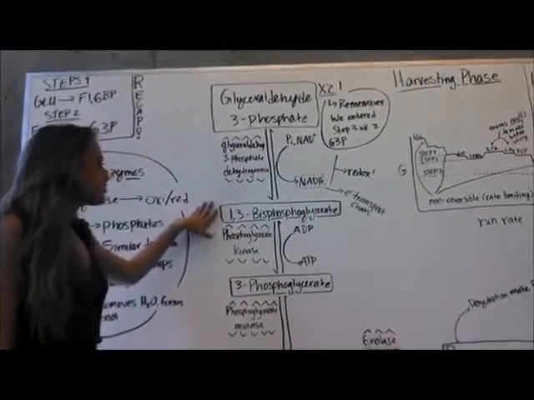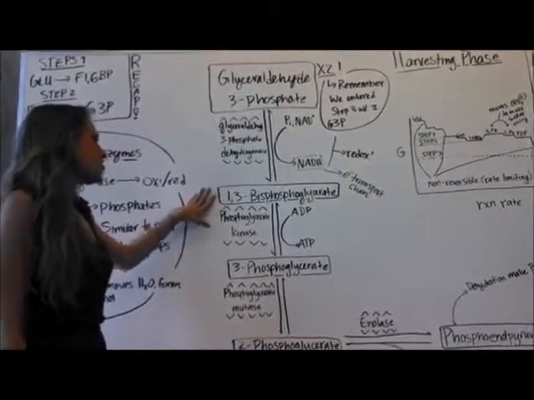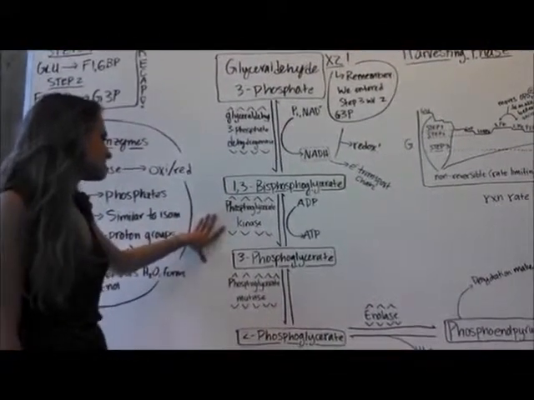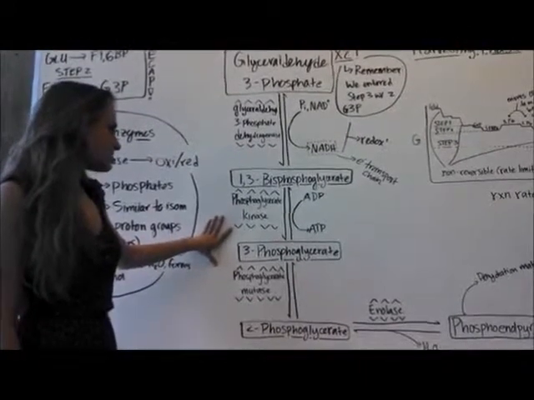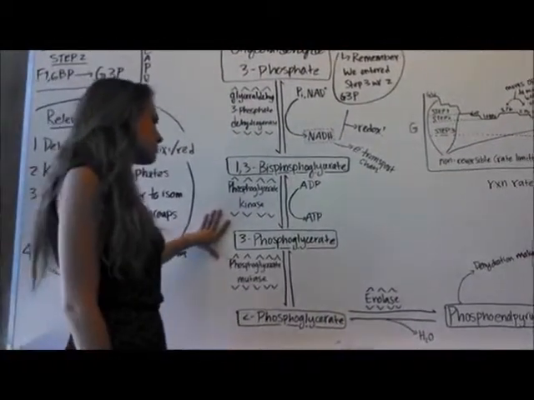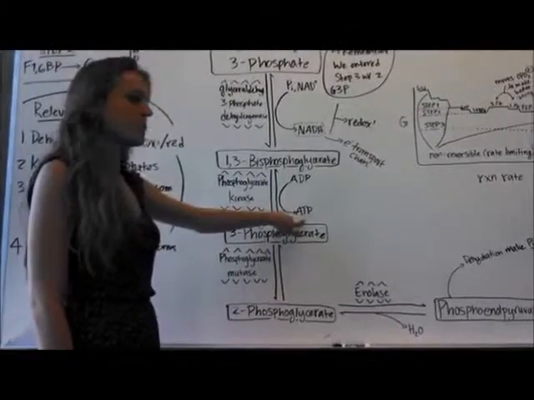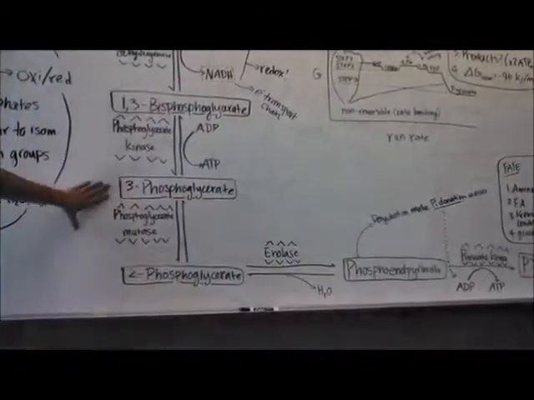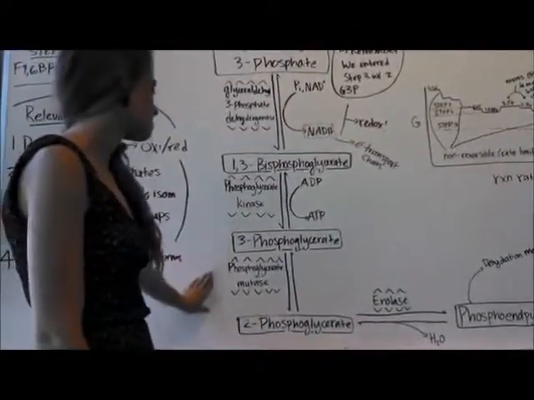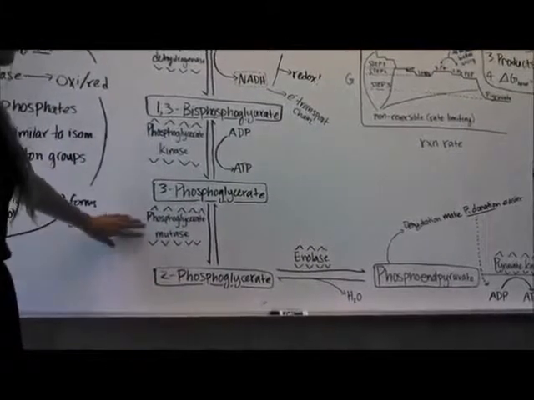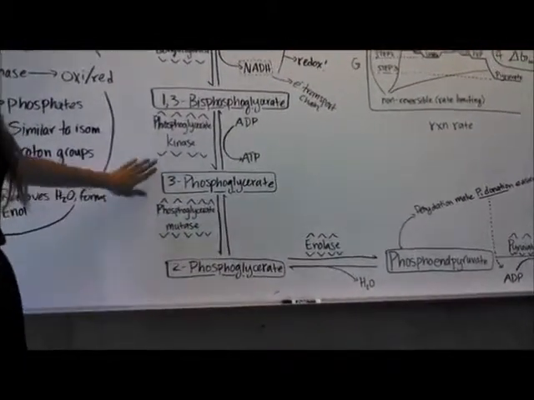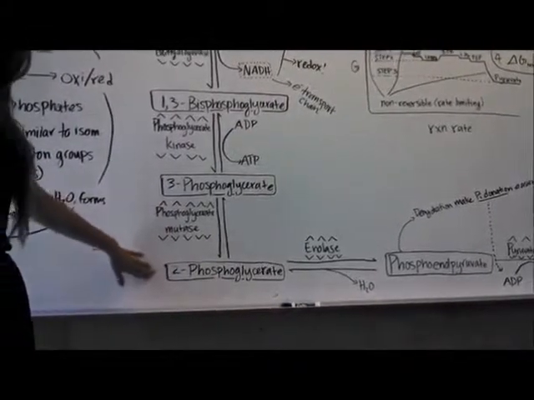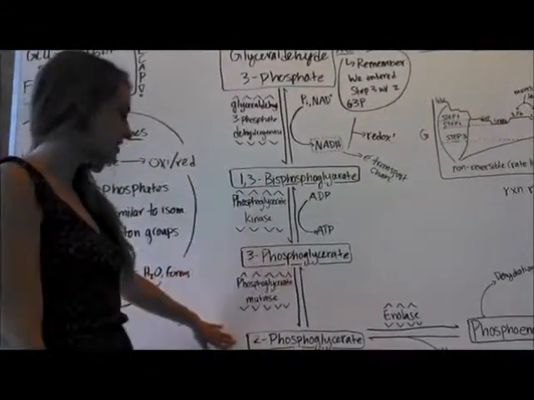Once we form 1,3-bisphosphoglycerate, phosphoglycerate kinase is allowed to take away a phosphate group and form 3-phosphoglycerate, and in that process we form ATP. 3-phosphoglycerate is then transformed into 2-phosphoglycerate by phosphoglycerate mutase. All we did is move a phosphate group from carbon 3 to carbon 2, and this makes it easier to remove later on in the cycle.